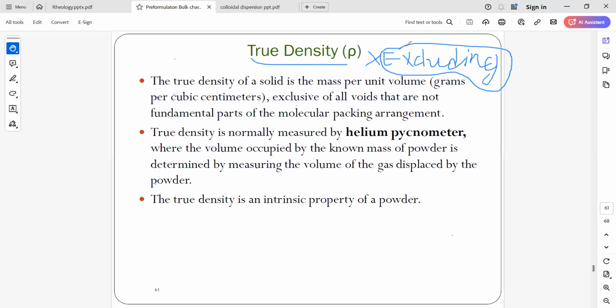Okay, we are excluding the void space for the measurement of true density. So that's why we get the true density. So we will exclude both intraparticular void space and interparticular void space. Both will not be covered here in case of true density. And for the true density measurement, we use a helium pycnometer, which is a gas displacement method.